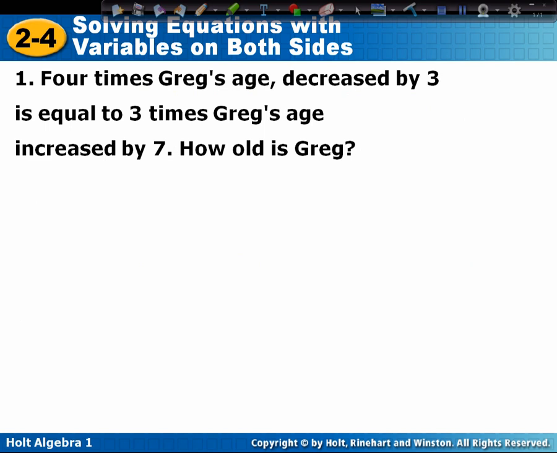All right, for our first example, we're going to incorporate the things that you went over last night with translations, and we're going to create an algebraic sentence from this verbal sentence. It says here, 4 times Greg's age decreased by 3 is equal to 3 times Greg's age increased by 7. How old is Greg? Take a moment, pause the video, and get this written down.